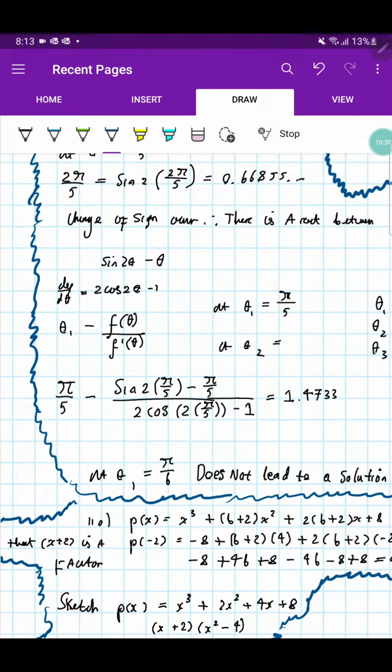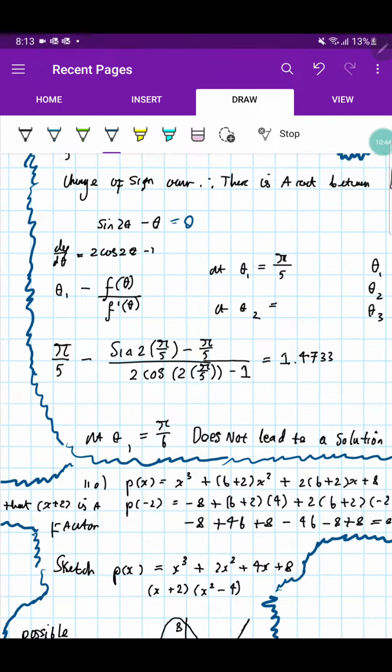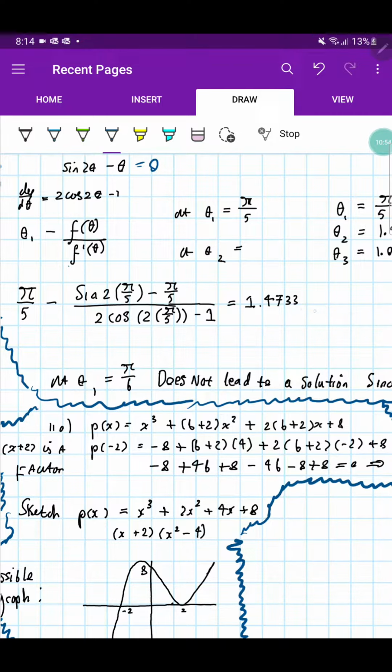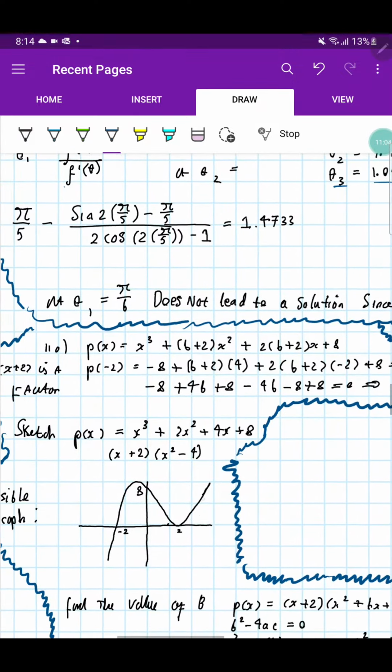Now with the next part, we need to make this whole thing equal to 0, so we rearranged it to get sine 2 theta minus theta equals 0. We then differentiate, so we get 2 cos 2 theta minus 1. And then we use the Newton-Raphson method, so that's going to be theta 1 minus f of theta over the derivative of that. So we just plug it in, and then we get 1.4733. And then we can use ans to get your third theta approximation, which is 1.047.